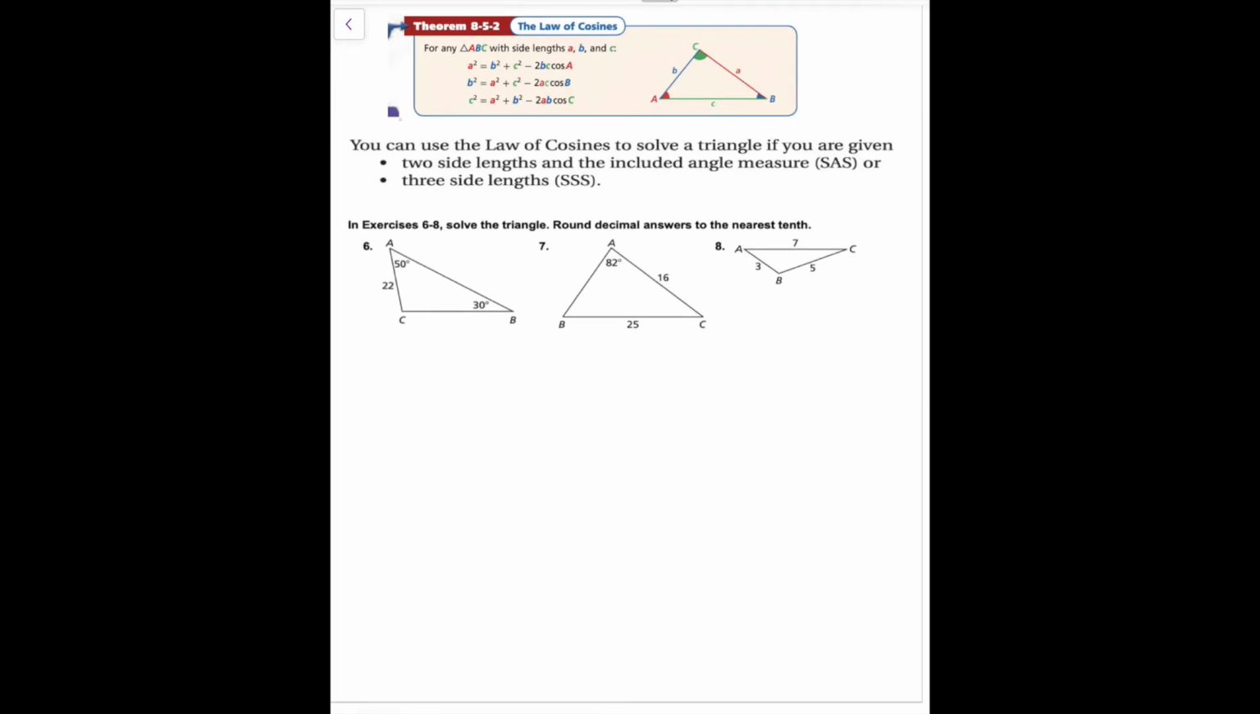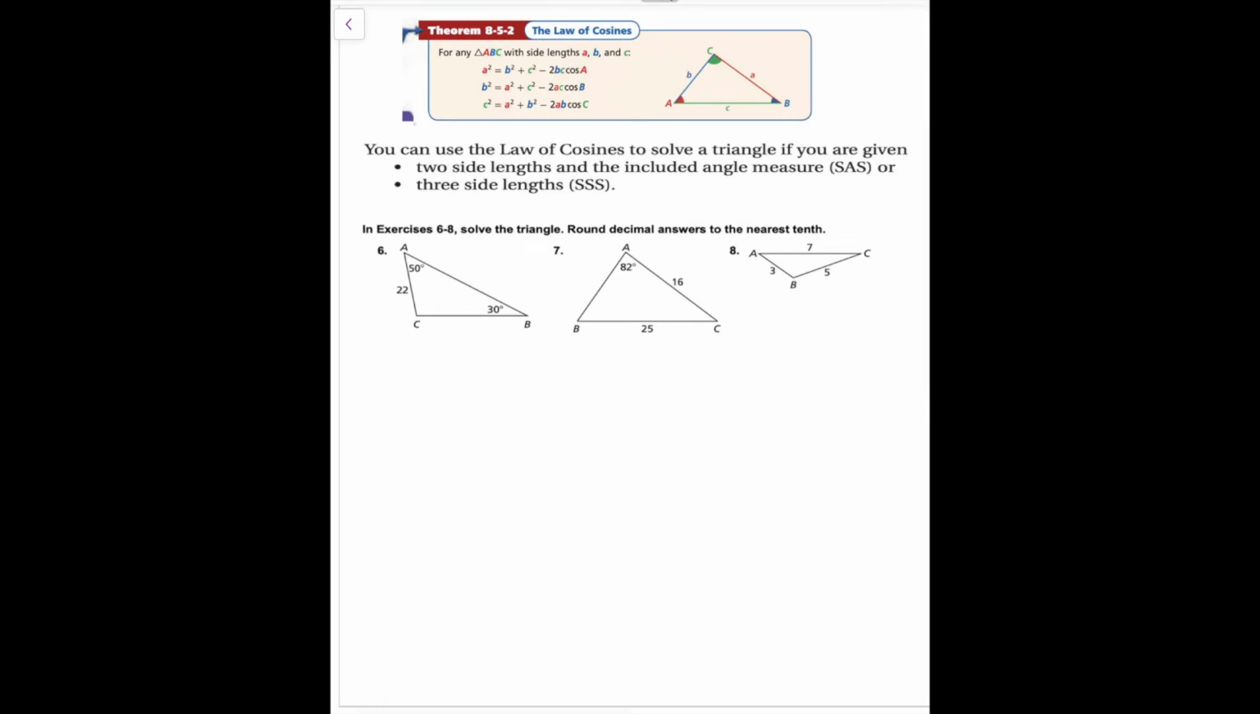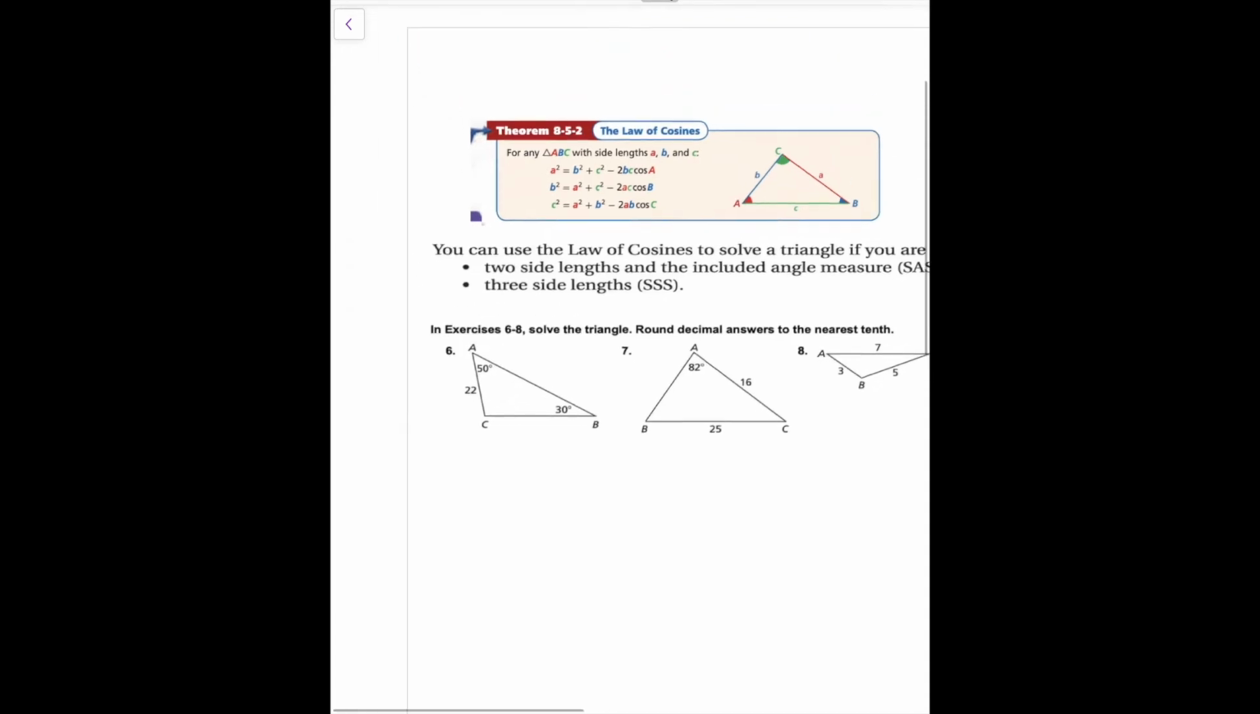So let's do some problems using law of cosines and law of sines. The very first thing you need to do is know what law you need to use to solve the triangle. If you see a triangle that is not a right triangle, that means you may have to use law of sines or law of cosines. Now you need to identify which one to use. For that, first you need to look at the given measurements.